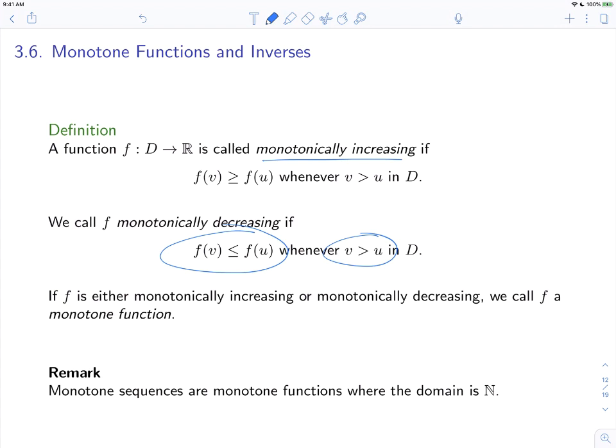This terminology should sound familiar because we've encountered it before in the context of sequences. Now remember that sequences are really functions where the domain is the set of natural numbers. So a monotone sequence is a monotone function where the domain is N, the set of natural numbers.